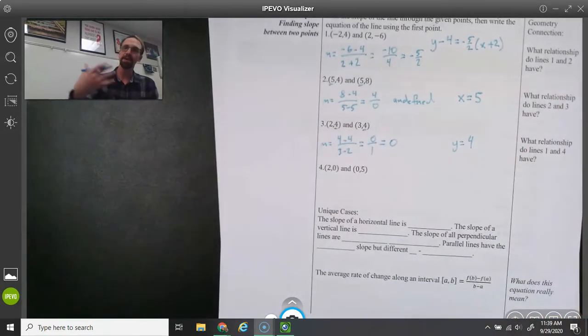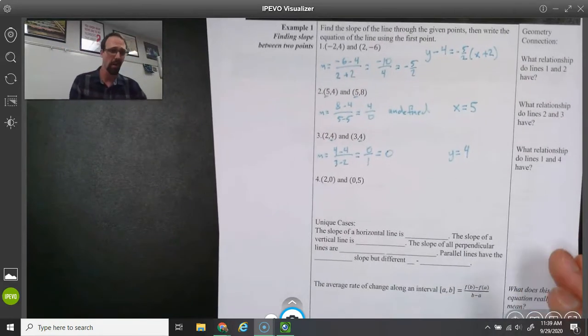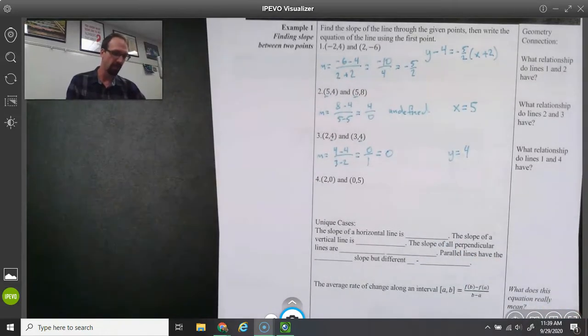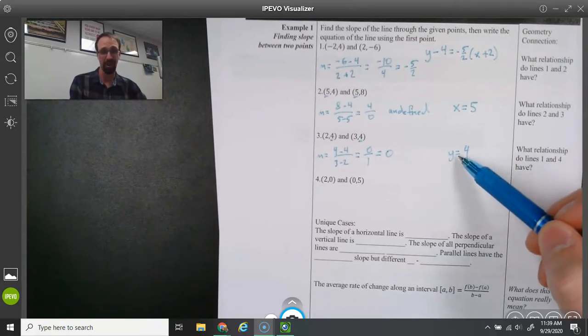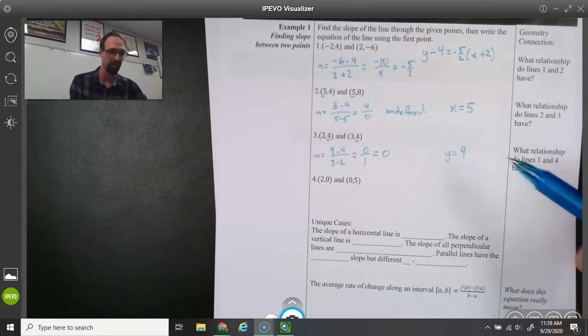Notice for these last two, I didn't necessarily use the first point to write the line. I did use information from the first point, but I didn't actually go and use 5, 4 and 2, 4 and manipulate them using the point slope formula. You could for this one, and you would still end up with just y equals 4 because the slope is 0. You couldn't for an undefined slope.